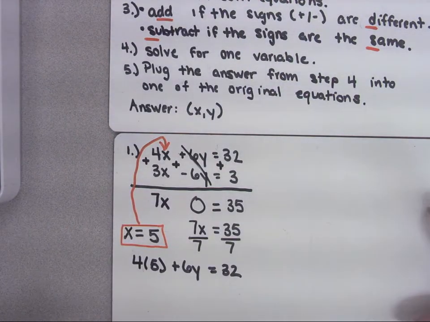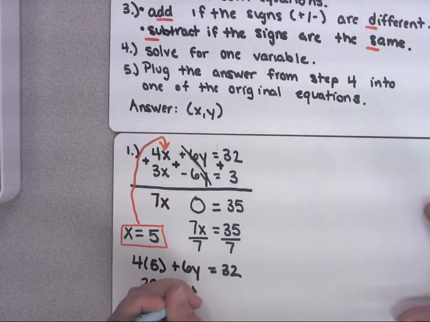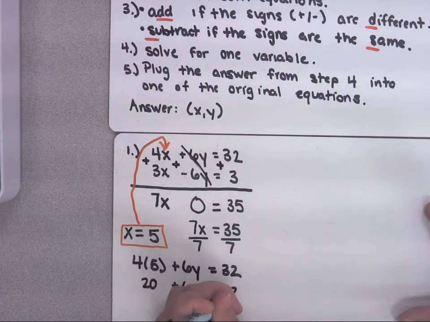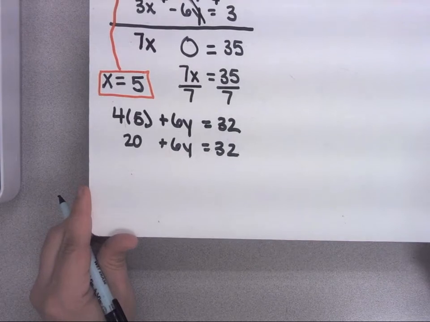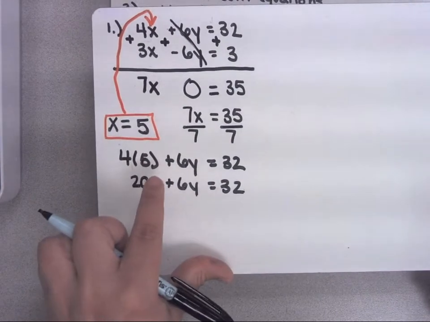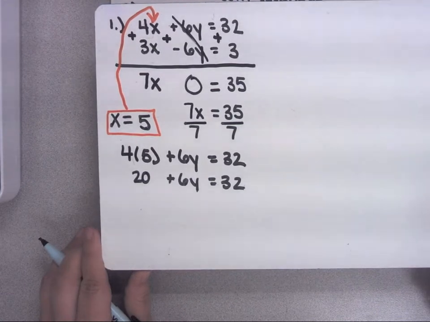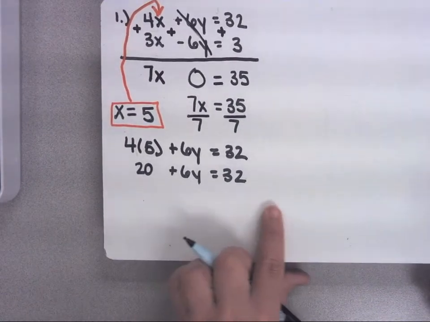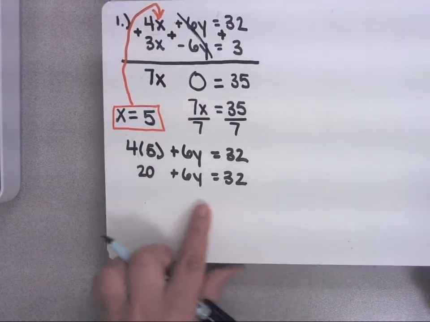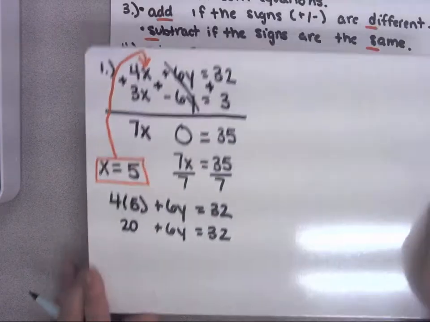Okay. So 4 times 5. What is 4 times 5? Okay, so I have 20 plus 6y equals 32. No, because remember I plugged in 5 for x, so there's no x there now, right? So now, is there only one variable in our equation? Every time there should only be one variable when we're solving something. So how do I get y by itself?